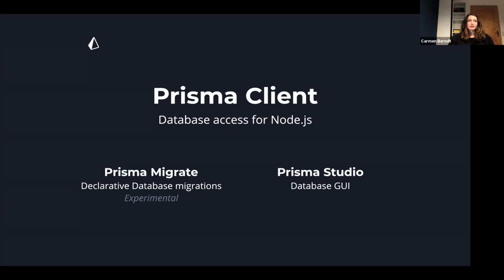And then you have Prisma Migrate. If you want to change your database schema over time, you typically would have to use SQL files to handle those migrations. But Prisma Migrate works a bit differently. You just have to change the Prisma schema and it will handle all the rest. But currently it's experimental, but it will reach general availability probably by the end of the year.